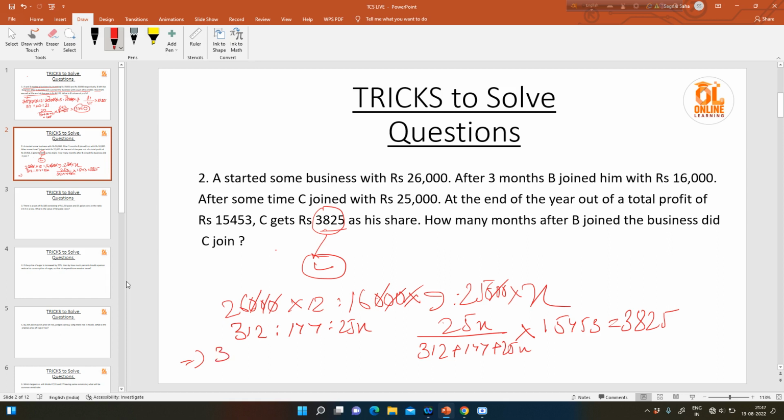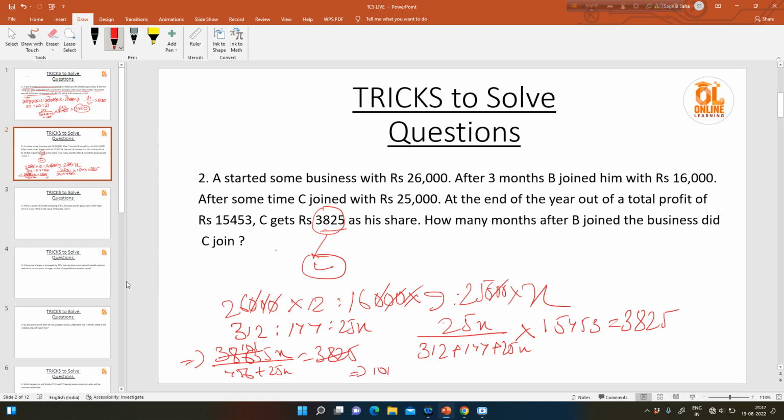If you calculate it, you would be receiving 38635 x by 312 plus 144 plus 25x. So 312 plus 144 would be 456, plus 25x would be equal to 3825. So if you cut 3825 into 101, it is 38635.